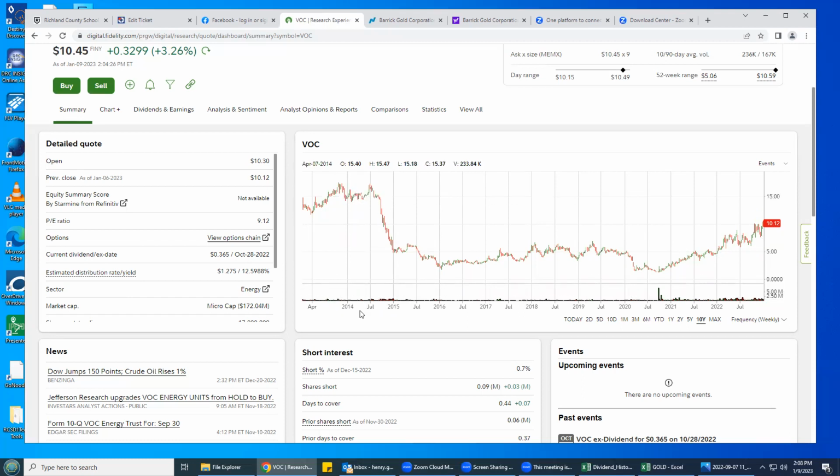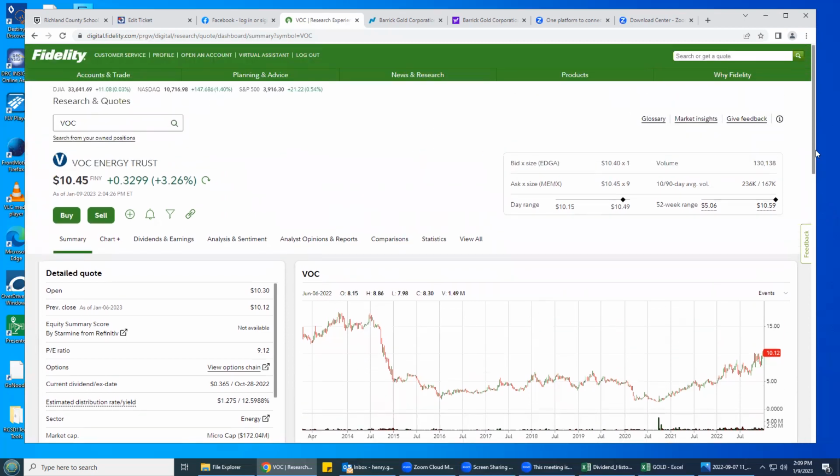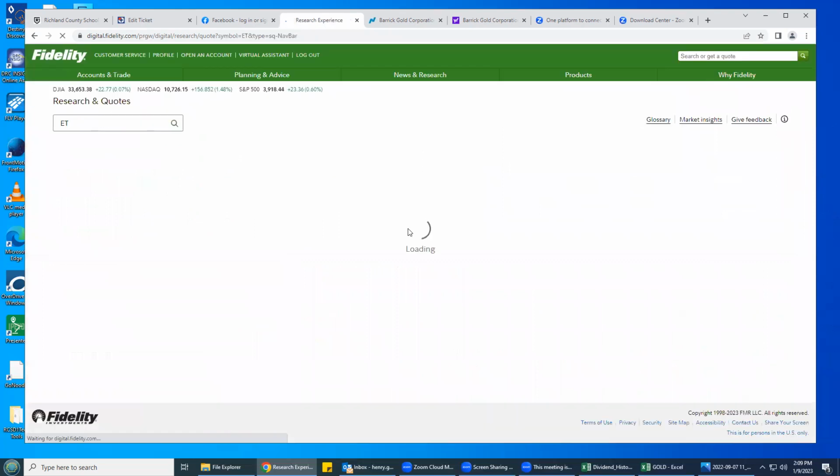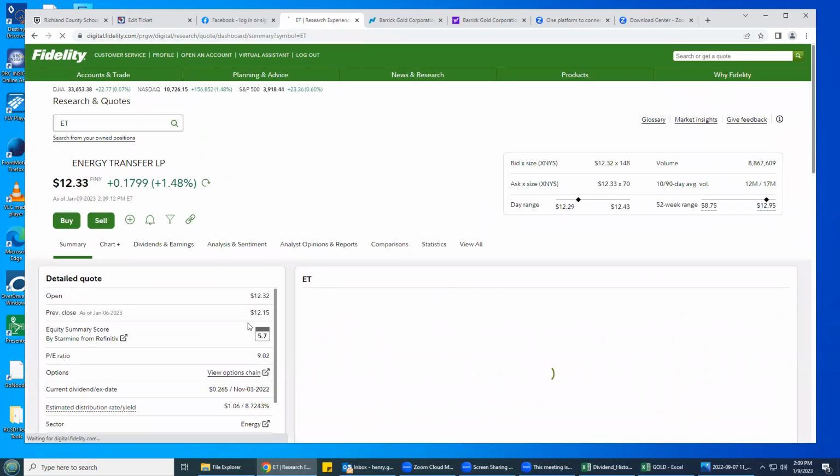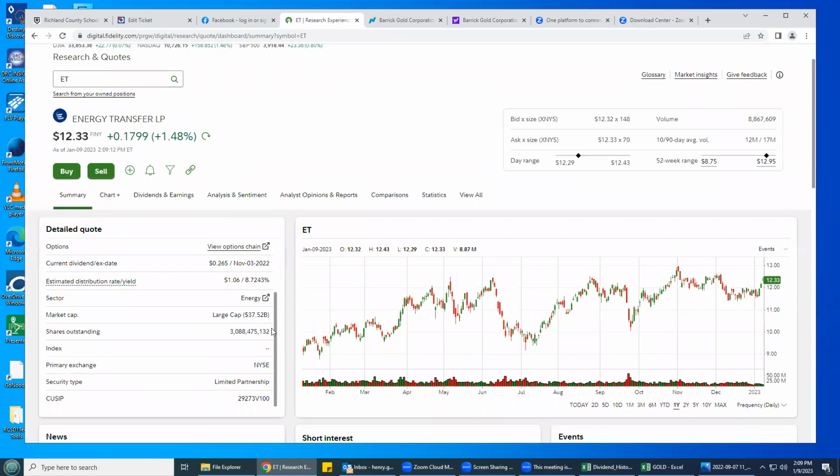In 2014, maybe not 2015, but 2014. This is not quite 10 years ago. The question becomes, how much money have you lost? If you just bought it and held it, you can actually go in and see exactly how much money you made or lost. So as I said, I filled in the chart on ET. And this is what I was going to tell you about, in the long haul. I know VOC is paying like 12% dividends.